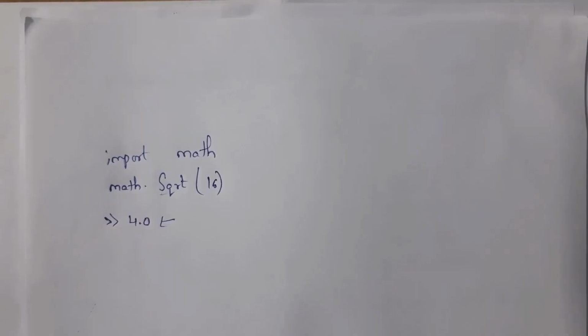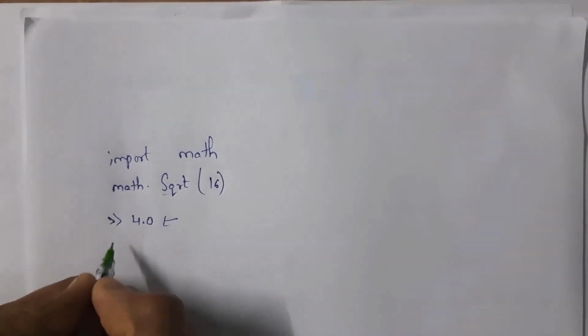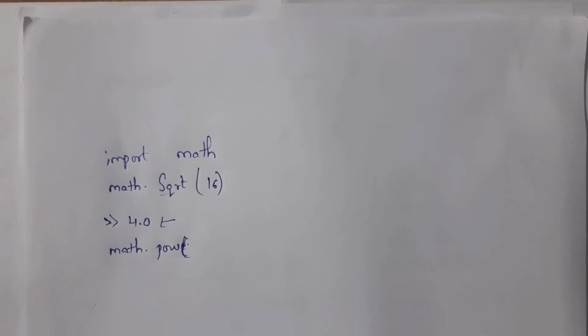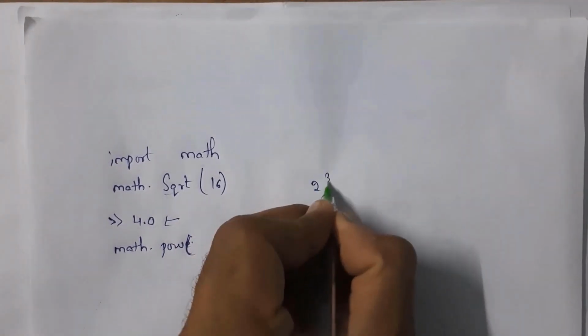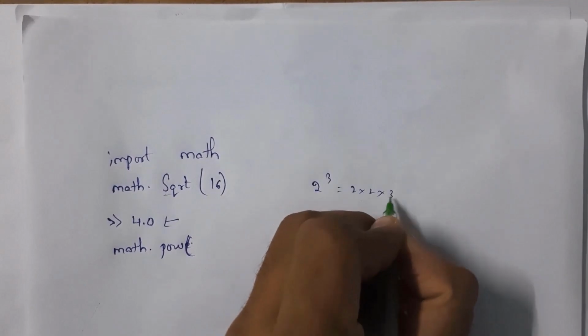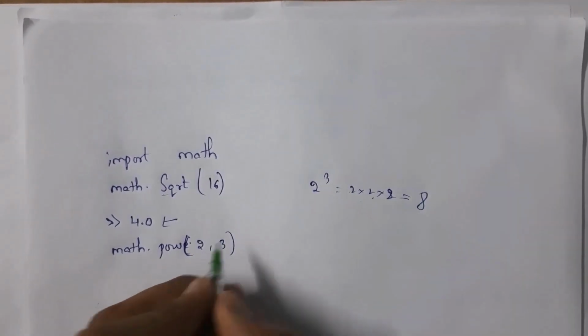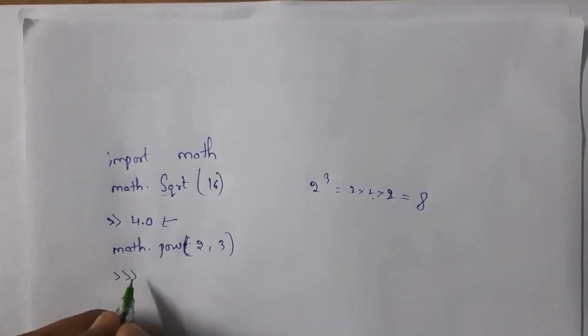For example, I want to perform power. So just write here math dot pow. This pow function is used to identify power. I want to calculate 2 power 3, that is 2 into 2 into 2. That is 2 to the 4, 4 to the 8. Just write here 2 comma 3. That is nothing but 2 to the power of 3. Whenever you click enter, you will get output 8.